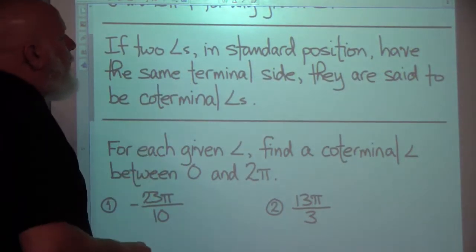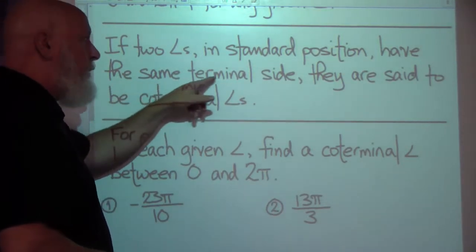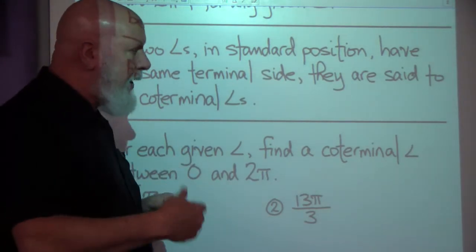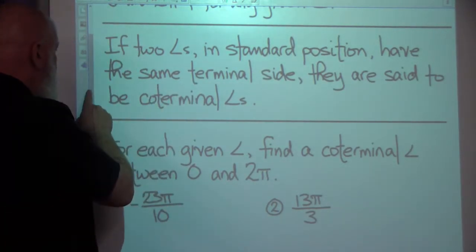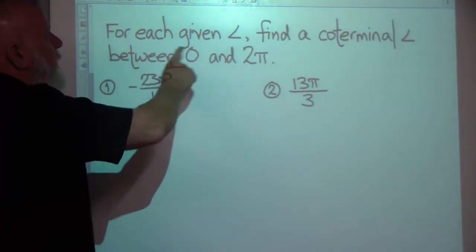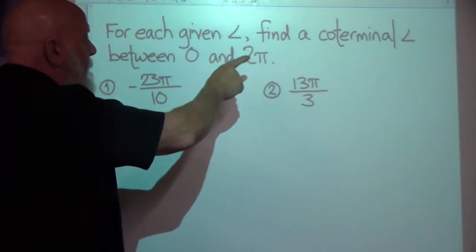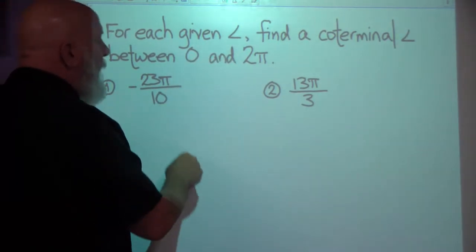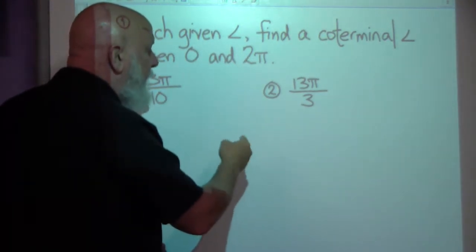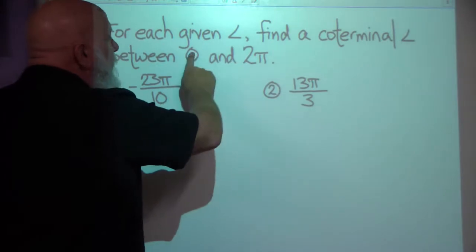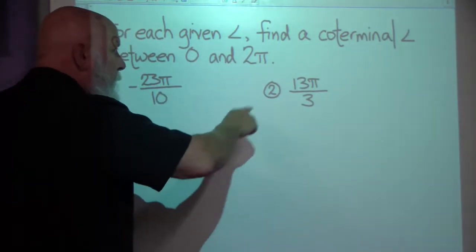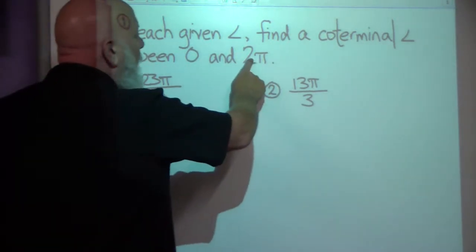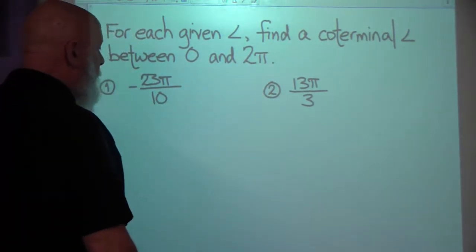If two angles in standard position have the same terminal side, they're said to be coterminal. That's what we talked about in the last lecture, the exact same wording. For each angle, find a coterminal angle between 0 and 2 pi. So that just tells me I'm going to be in radians instead of 0 and 360 degrees. That's just one rotation. 0 and 2 pi, again, is just one rotation because 2 pi is 360 degrees. 2 pi radians is 360 degrees.